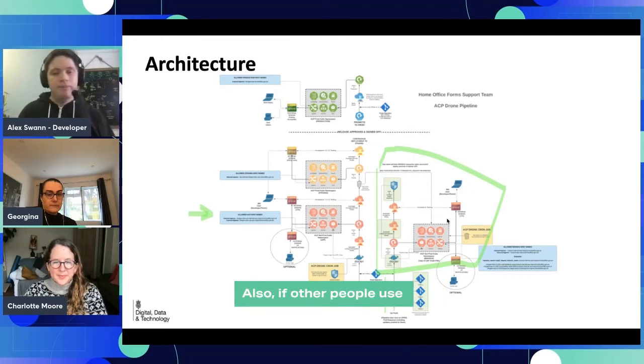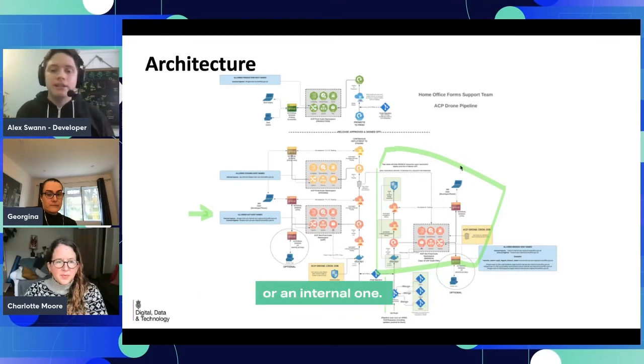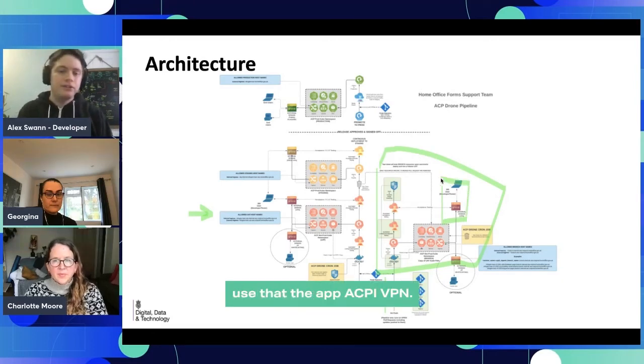Also, if other people are using different machines, you can use an external or an internal ingress. For those who don't know what that means, external means anyone in the public can access it, but we can whitelist certain devices to access it on an external ingress, or an internal one if they've got maybe a Mac rather than a government issued POISE device. Then they can just use the ACP VPN.